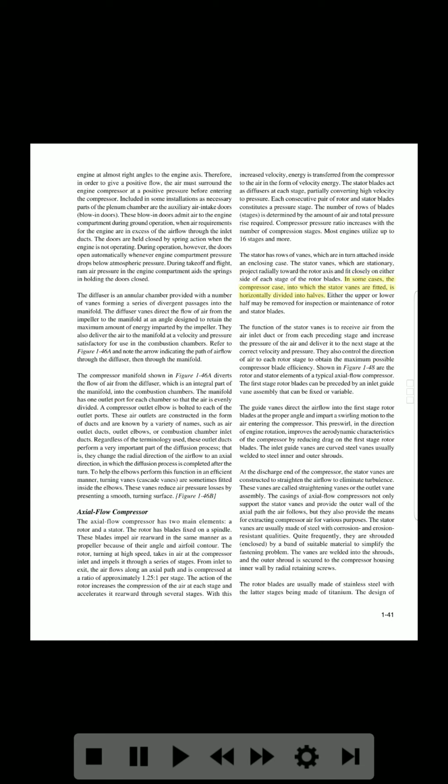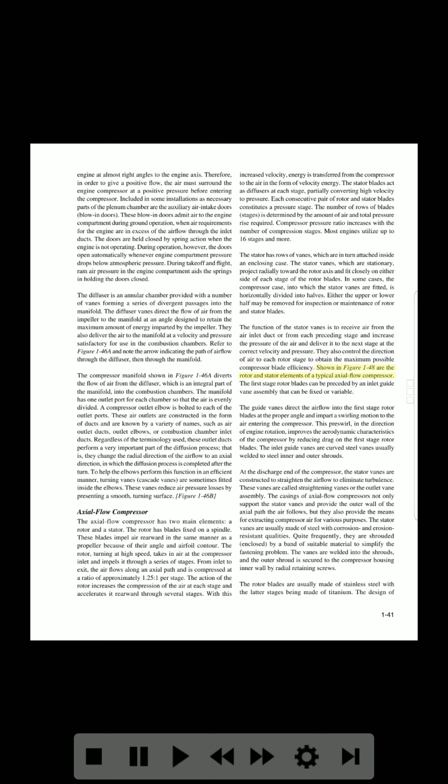In some cases, the compressor case, into which the stator vanes are fitted, is horizontally divided into halves. Either the upper or lower half may be removed for inspection or maintenance of rotor and stator blades. The function of the stator vanes is to receive air from the air inlet duct, or from each preceding stage, and increase the pressure of the air, and deliver it to the next stage at the correct velocity and pressure. They also control the direction of air to each rotor stage, to obtain the maximum possible compressor blade efficiency.